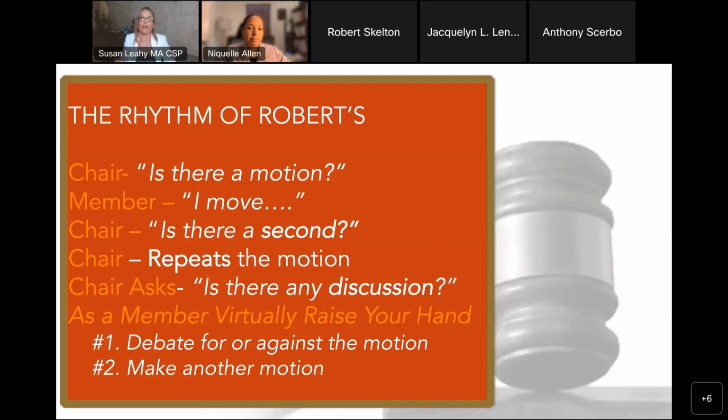So this is where the rhythm continues. And then once someone makes another motion, the chair will then ask for a second. And so the rhythm then repeats itself. And we're in our pyramid, and the motions are stacking up, right? So as we make motions up, we have to vote the same way down.